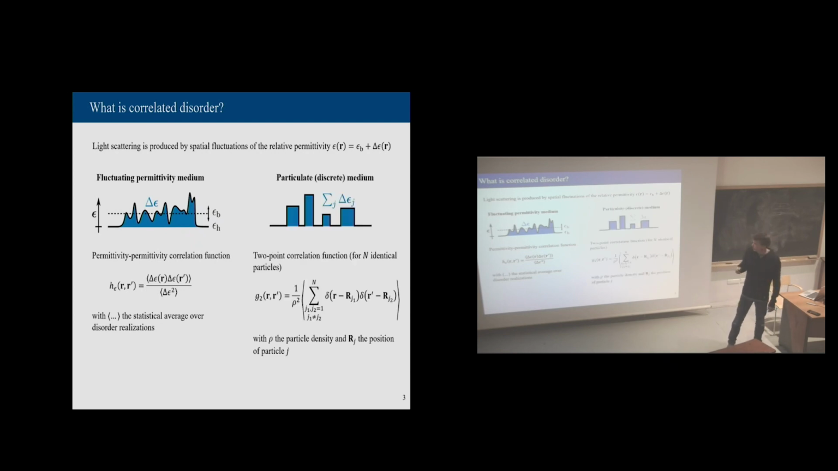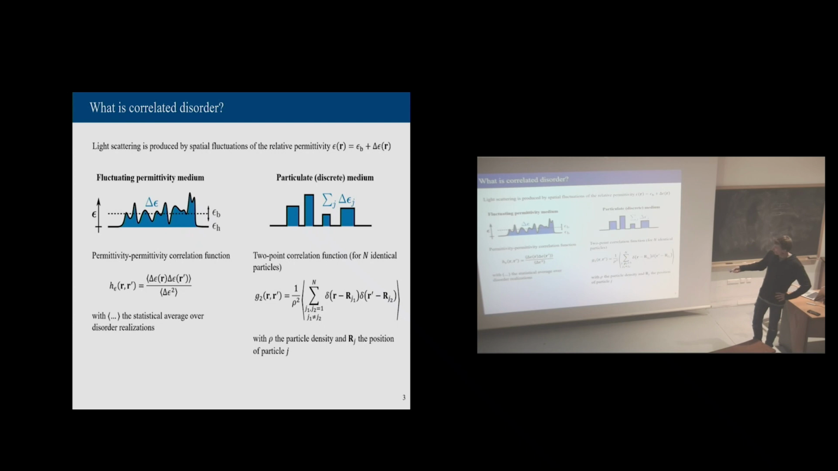The other type of disorder model is a particulate or discrete medium, for instance, an assembly of particles. In particular, when the particles are all identical, you don't actually need this permittivity correlation function. You can just take the center of the spheres and establish a 2-point correlation function that is very simple to describe theoretically.